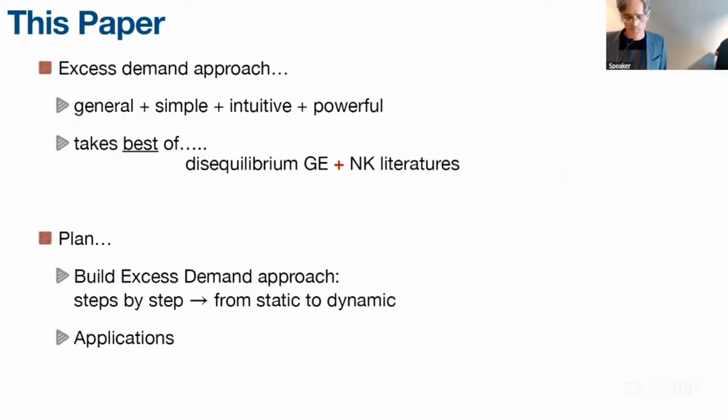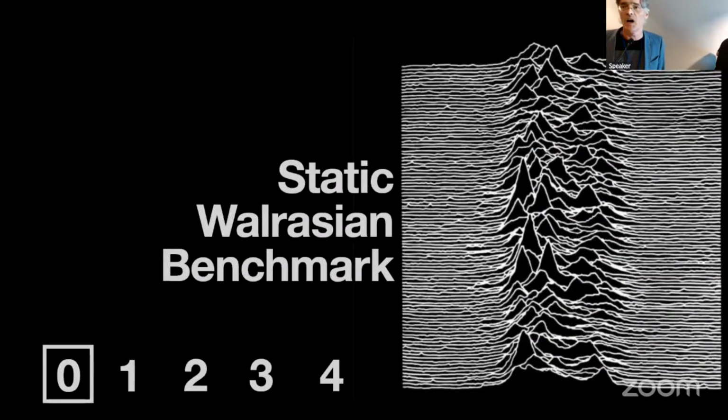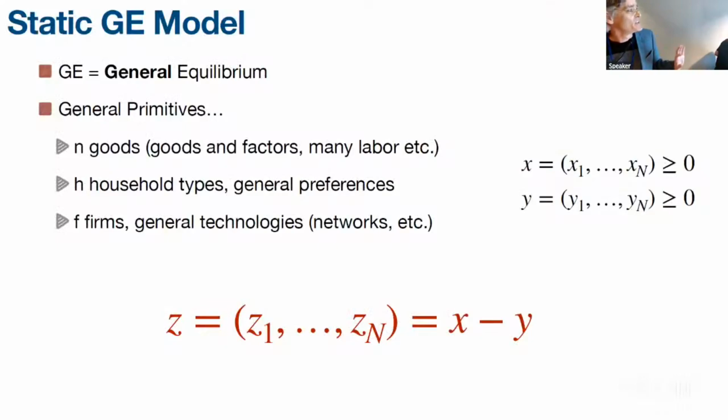Okay, so I'm going to start building it up with something that's basically not doing anything. Let's just remove Mas-Colell real quick. Okay, the notation is: we have general equilibrium.